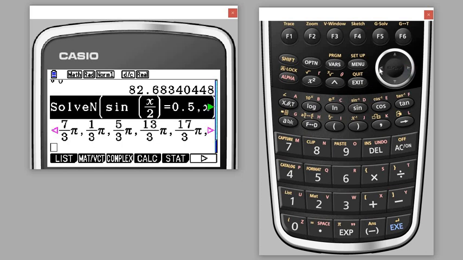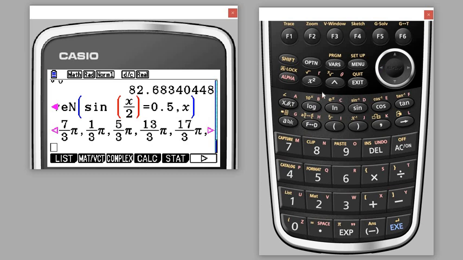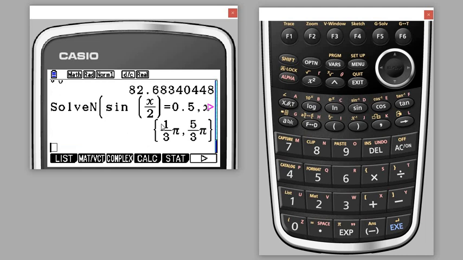Now, what I can also do is instead of closing the brackets there, if I put another comma, I can put a domain in. So I could go 0 to, let's go 4 pi. So there's my equation I'm solving, the variable I'm solving, there's the lower bound of my domain, the upper bound of my domain. Now when I press enter, it will only give me the solutions within that domain.